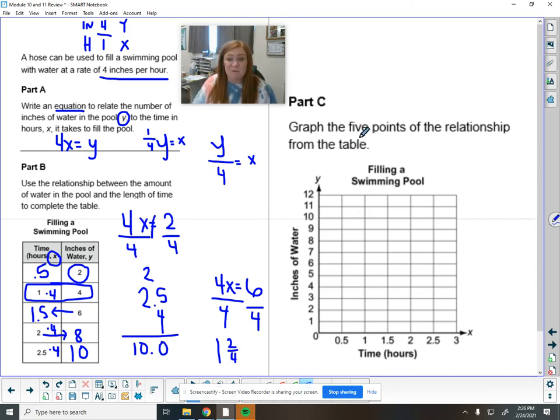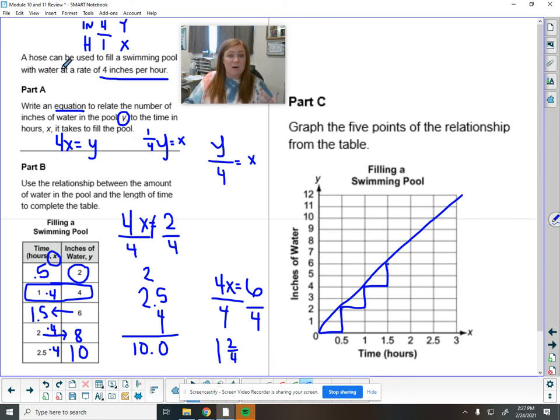So now it wants us to graph these. We're going over half, up 2. Over 1, up 4. Over 1.5, up 6. Over 2, up 8. Over 2.5, up 10. Since this is a constant rate of 4 inches every hour, we can see that it's going to make that nice straight line there to show over half an hour, up 2 inches, over half an hour, up 2 inches. So that unit rate triangle is the same every time.